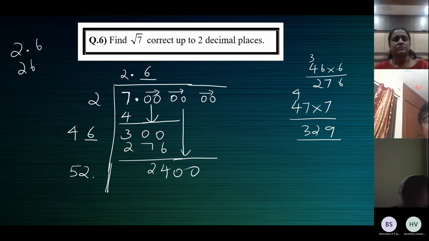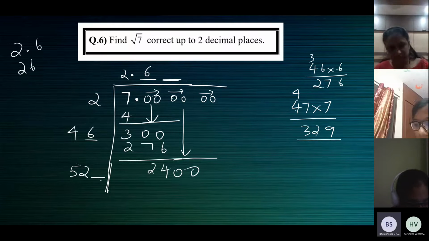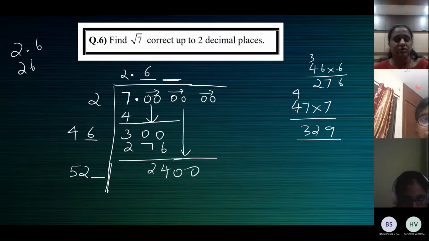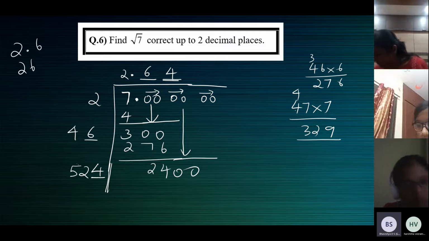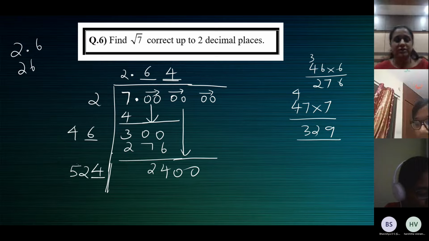That's all, children. So whatever digit you place here, you must place the same digit here. Ma'am, we can place 4, ma'am. 4? Okay. Yes, ma'am. What is 524 into 4? 2096, ma'am. Did you try 525 into 5?